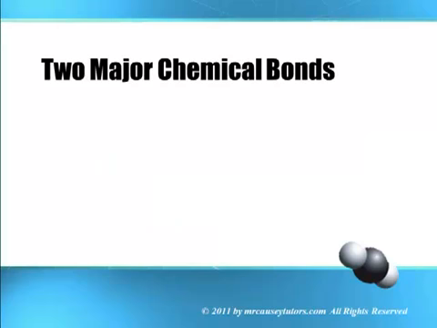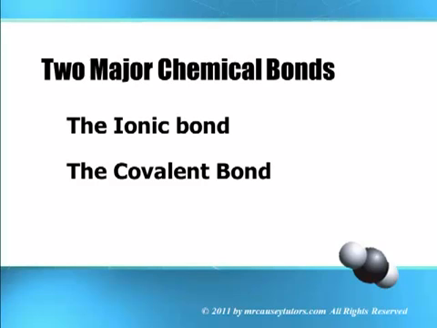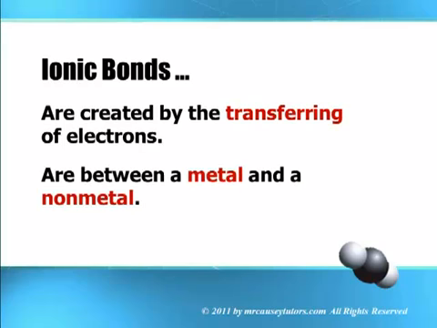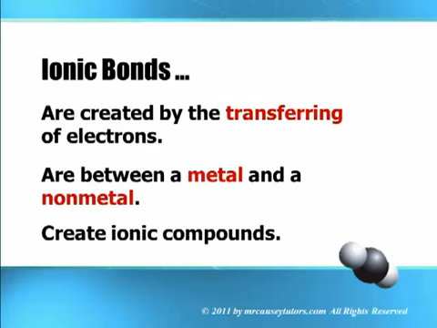Two major chemical bonds: there's the ionic bond and the covalent bond. Those are the two major chemical bonds, and we need to learn about them. The ionic bonds are created by the transferring of electrons. One atom gives up its electron to the other atom. Boom. Usually it's between a metal and a nonmetal, and they create ionic compounds.